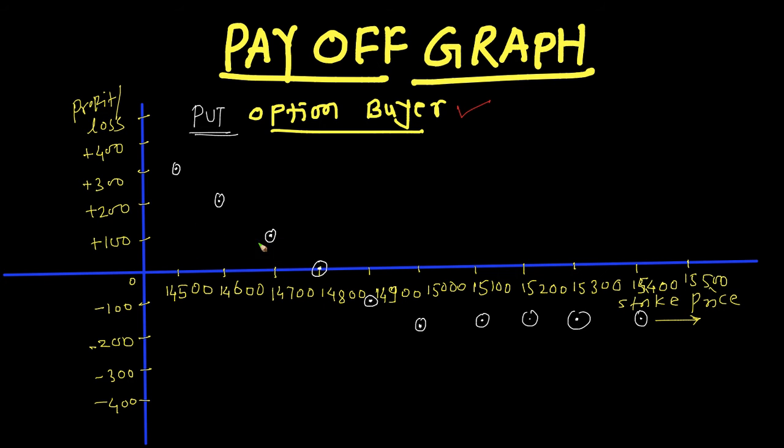can be plotted in two dimensions. This is the x-axis, this is the y-axis. On the x-axis we have the spot price. Spot price will be the correct word. So this is spot price, and here on the y-axis we have profit and loss.